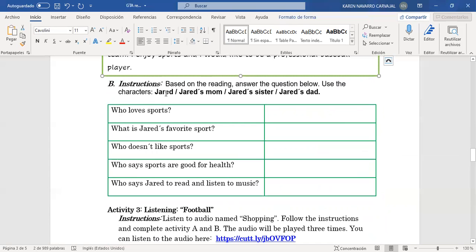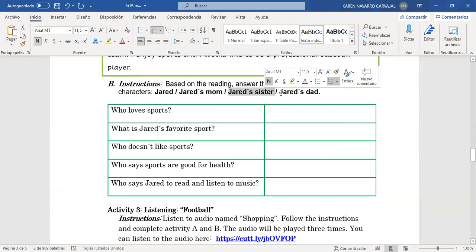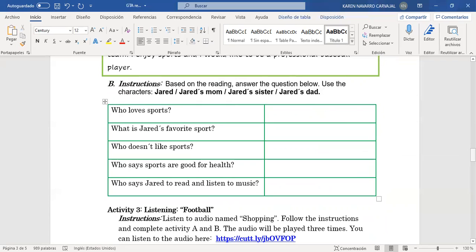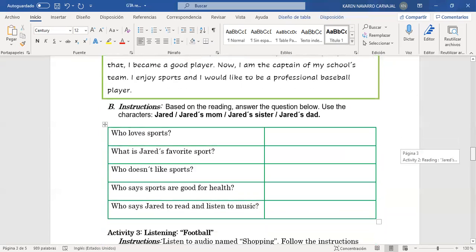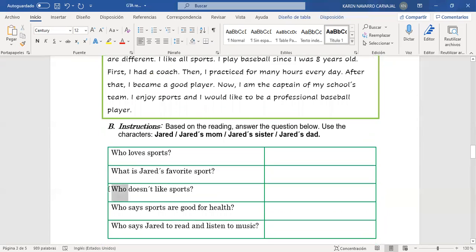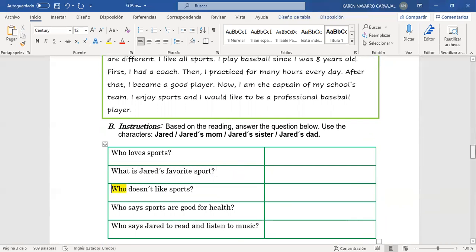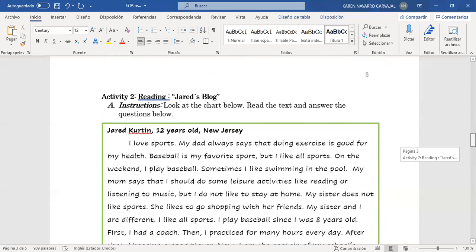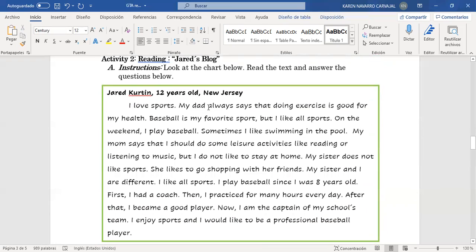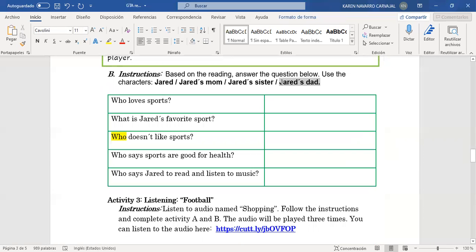And you have here Jared, Jared's mom, Jared's sister, and Jared's dad. So who loves sports? Well, you go back. Remember that we saw this type of questions. So you already know the meaning of who in a question. Remember that who is for people. So you go back and you check who loves sports. Depending on the answer, you choose any of these ones and you write it right here in these spaces.